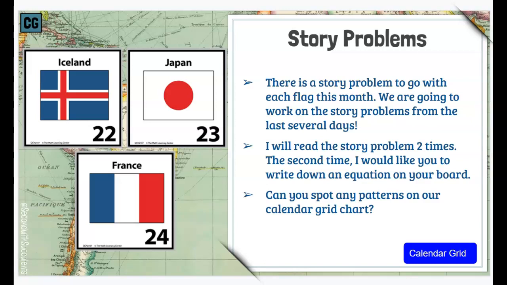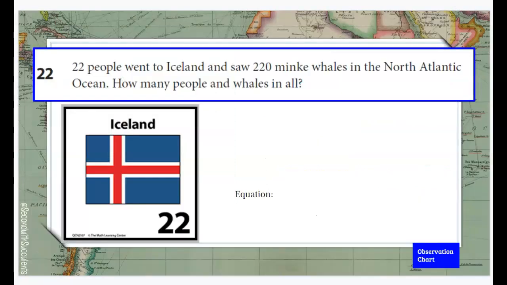Let's look at our story problem from the 22nd. On the 22nd, we were in Iceland. Here's the first read. Just listen this time. 22 people went to Iceland and saw 220 minke whales in the North Atlantic Ocean. How many people and whales in all? Write your equation for the second read. Remember, use an empty box to show where our missing part is.